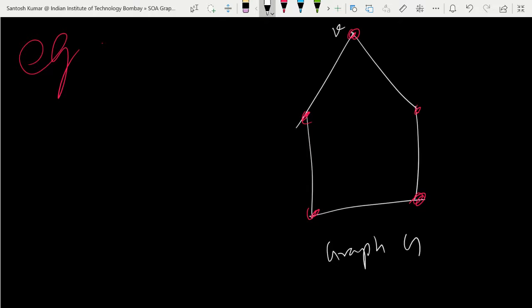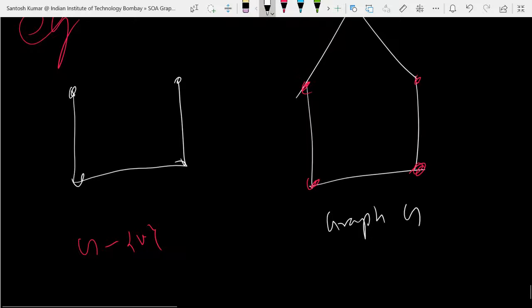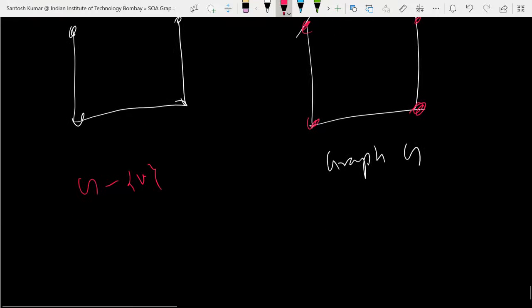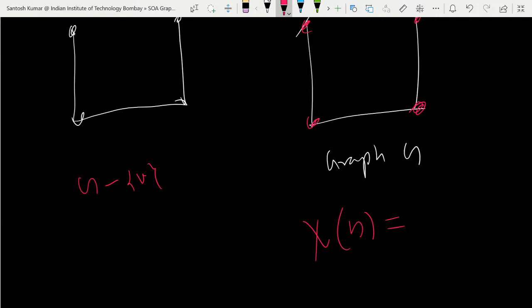Now let's make its complement, or whether you want to first remove this. So let me do G minus V. So remove the vertex. First you find the graph, remove the vertex. So it will be left with these four vertices like this. Okay, this is the G minus V, and this is graph G. So what is the chromatic number of G and what is the chromatic number of graph G minus V?